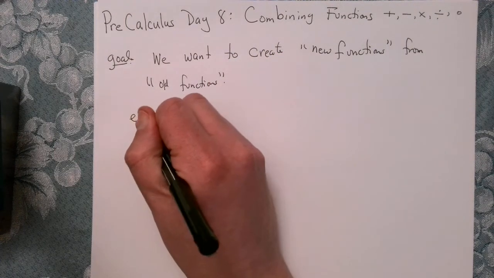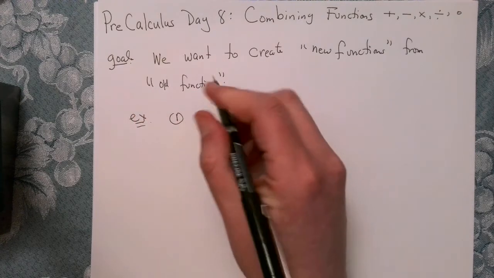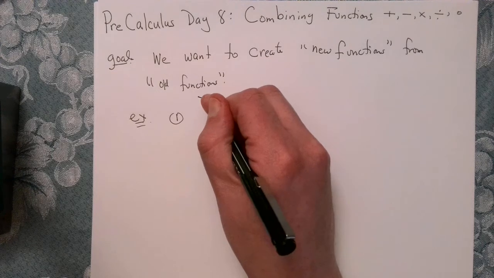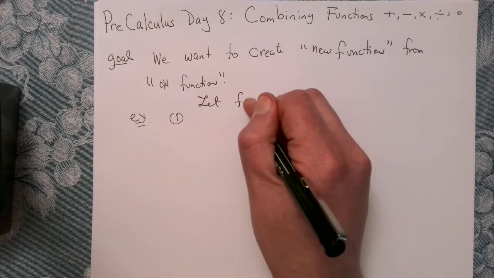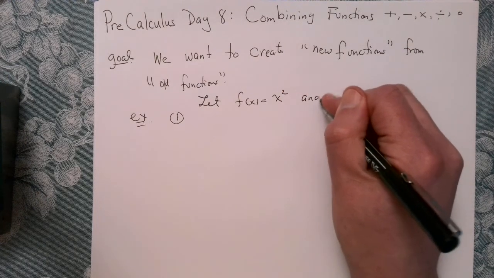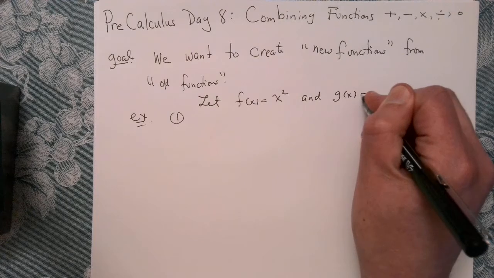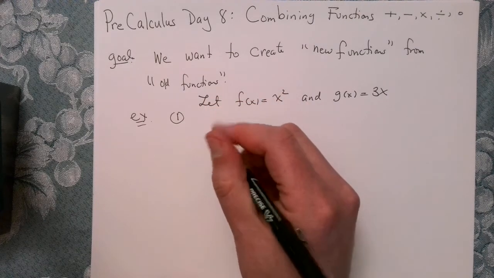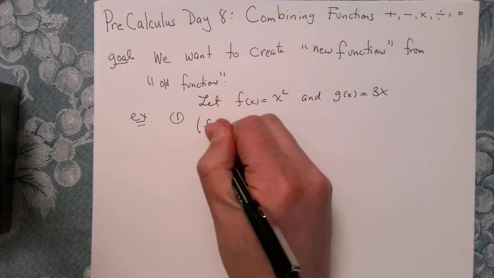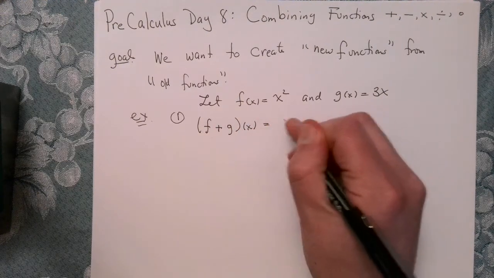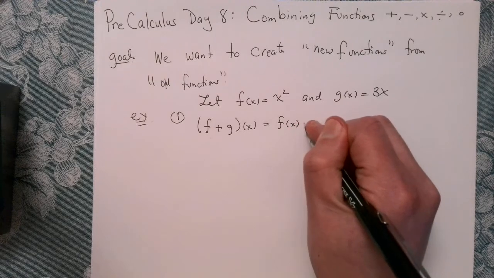So for example, for each of these, let f of x equal x squared and g of x equal 3x. So this new function f plus g is exactly f of x plus g of x.